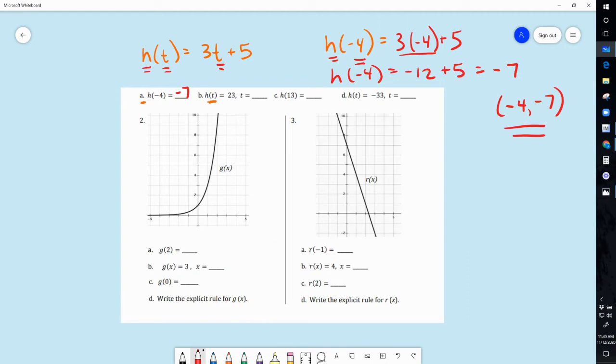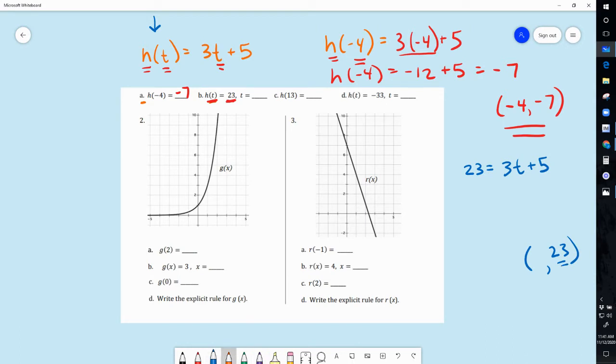Looking at B here, it says h of t equals 23. So t doesn't equal 23. This whole h of t is going to get replaced with 23. So I'm going to go ahead and solve it over there. Let's say 23 equals 3t plus 5. So now we're replacing the h of t, or the y value. Basically it's saying, I have an ordered pair, something comma 23, and we're looking for the x value whenever your y value is 23.